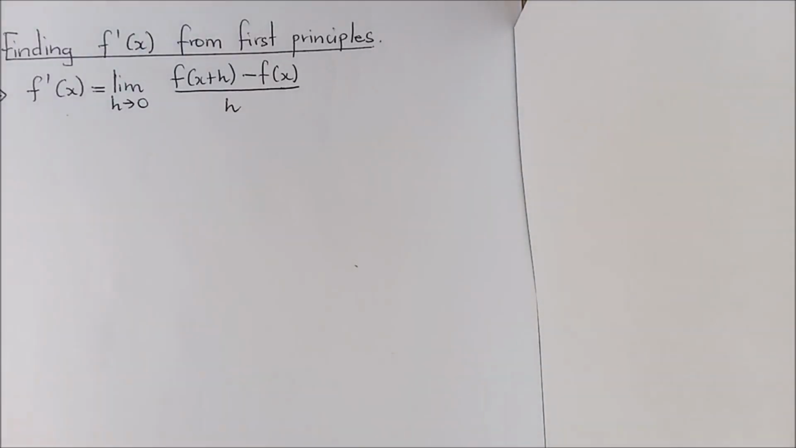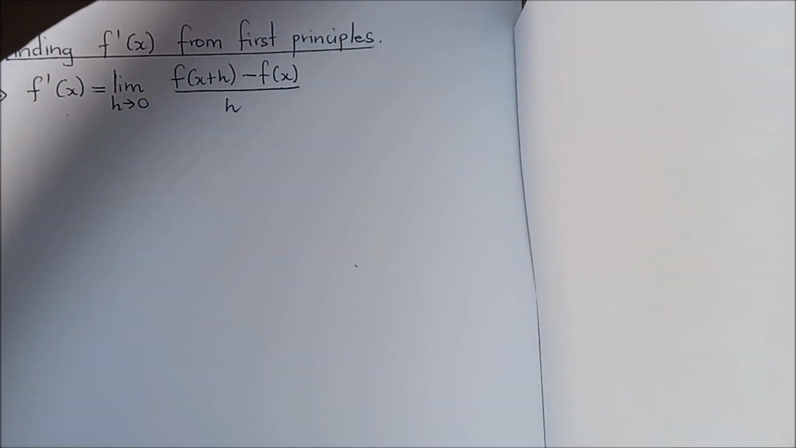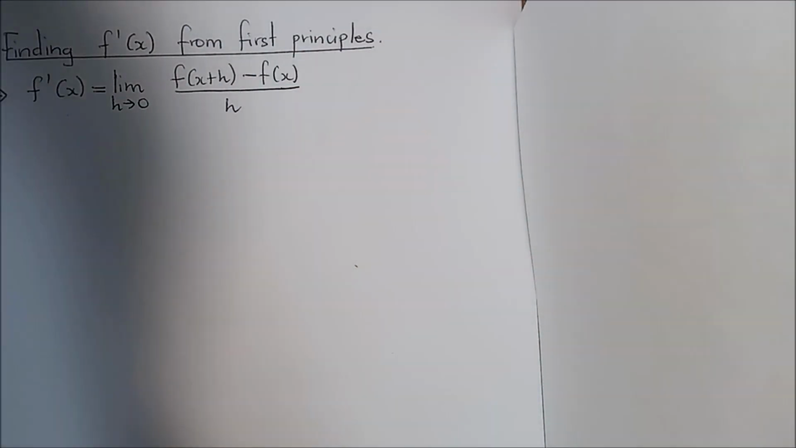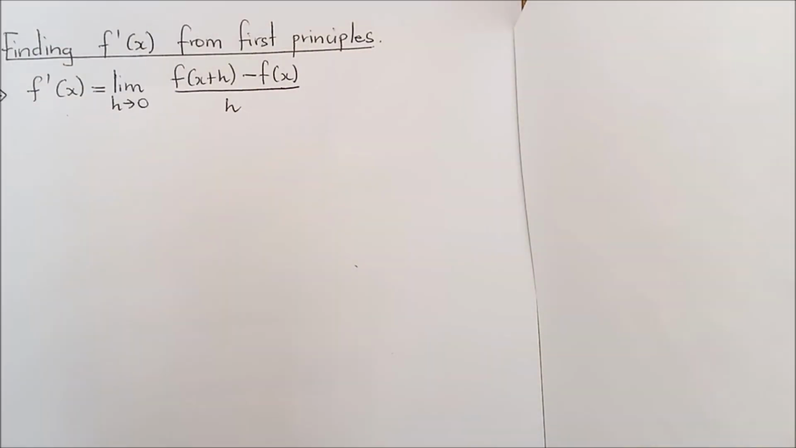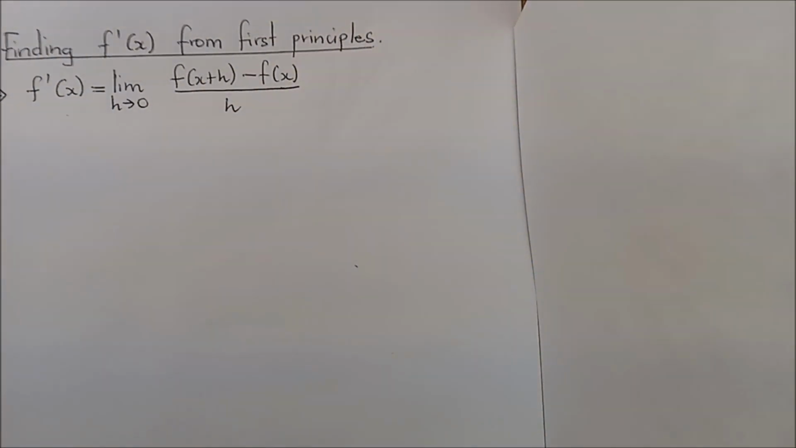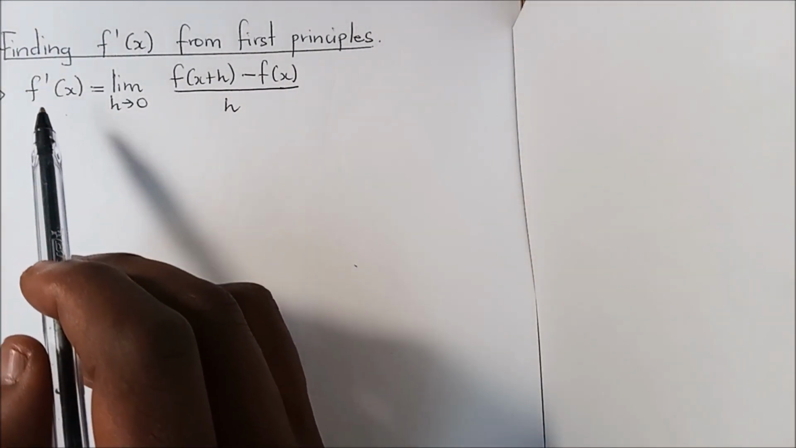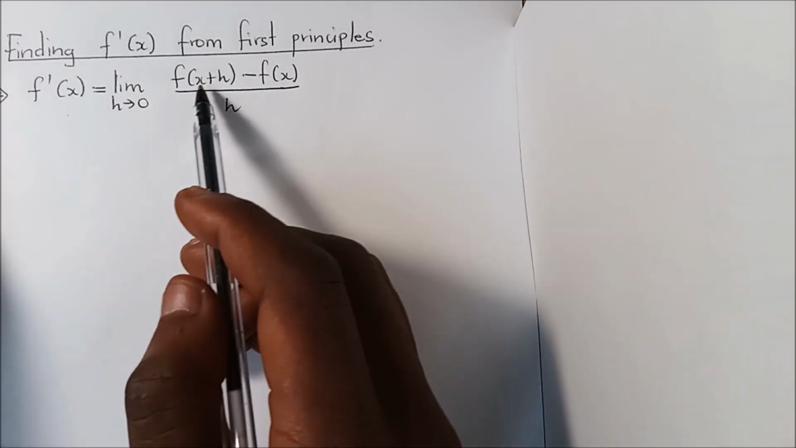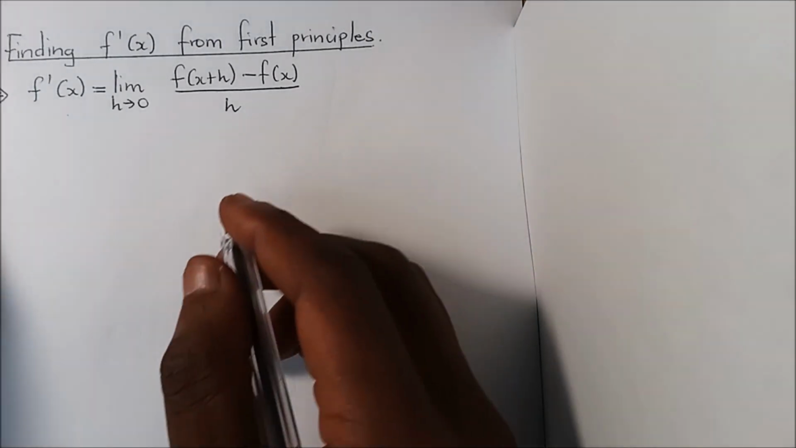So guys, welcome back to our second part in trying to master this concept of calculus. The second part will be on finding the first derivative using first principles. So grade 12s, you have the formula on your information sheet. The formula is f prime of x equals the limit as h approaches 0 of f of x plus h minus f of x over h.